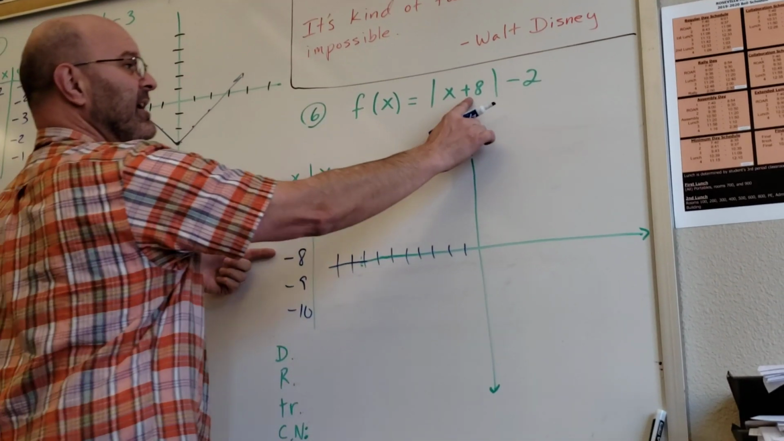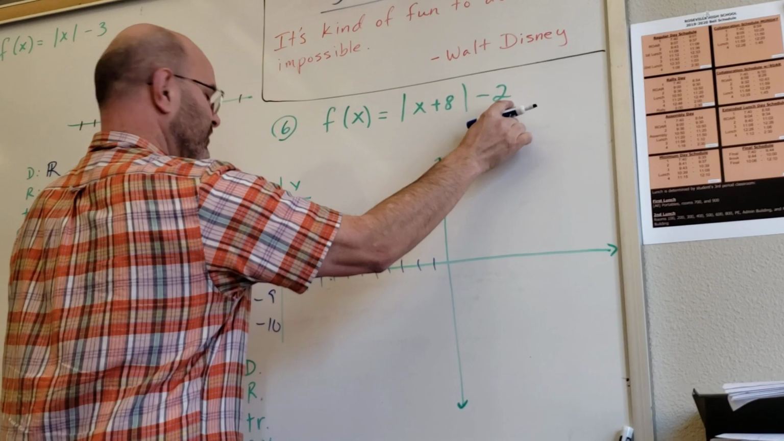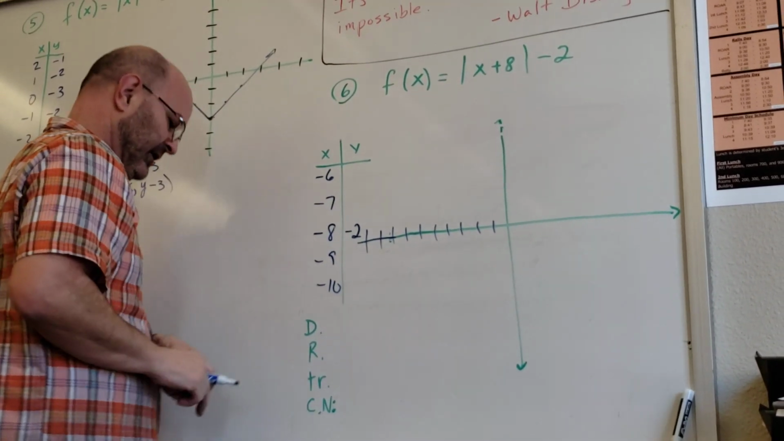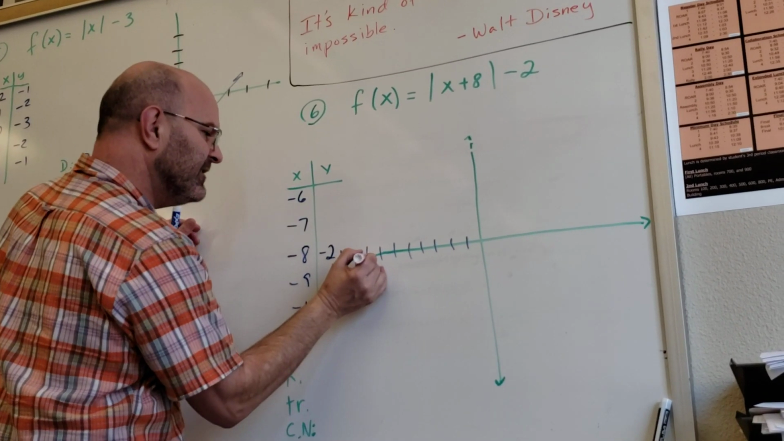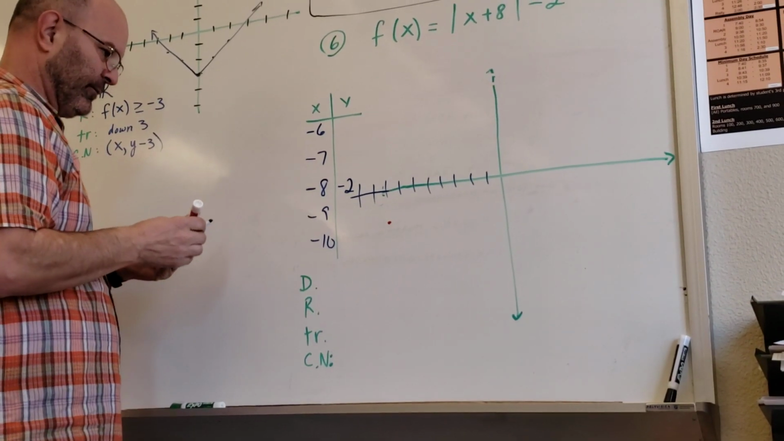When I plug in -8, this becomes 0, and 0 minus 2 is -2. So, this is a tricky one. To the left, 8, and down 2. So there is our vertex.